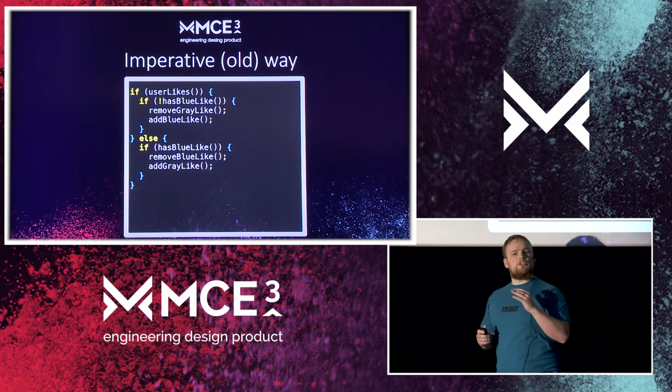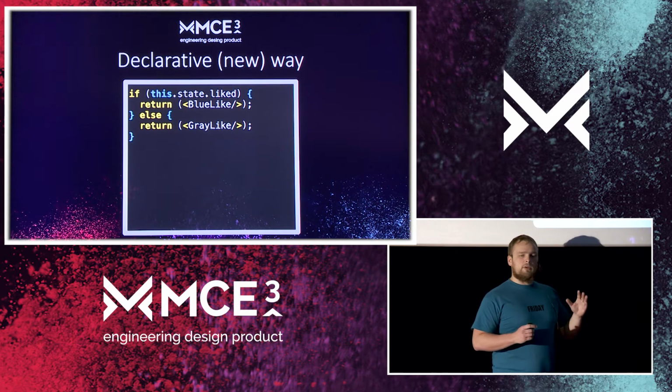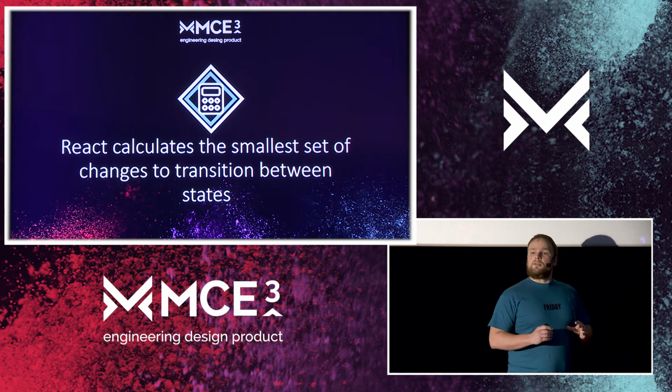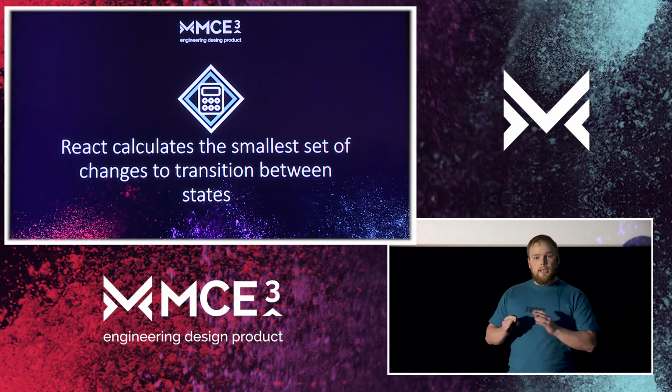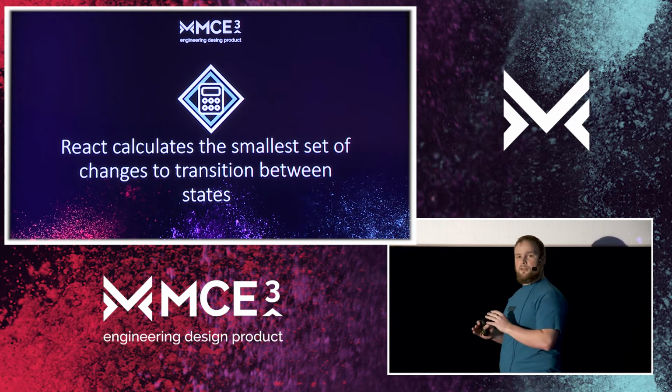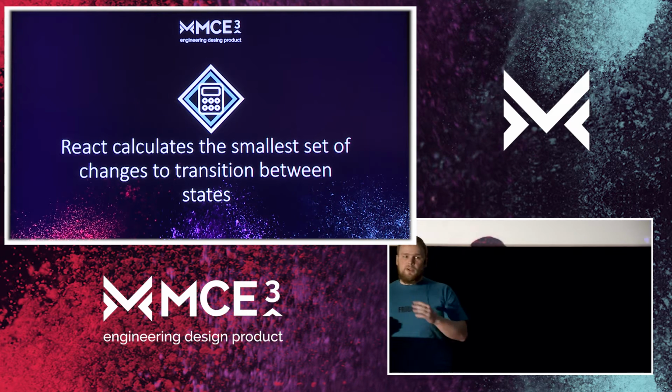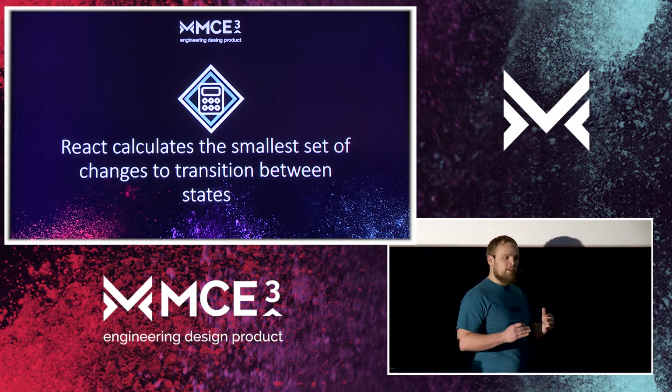It was actually transitioning between states. But now we're talking about the states. Where are the transitions? That's what React does. It automatically calculates the minimum change that is needed to transition from one state to another. And it's very fast because it does it in memory.